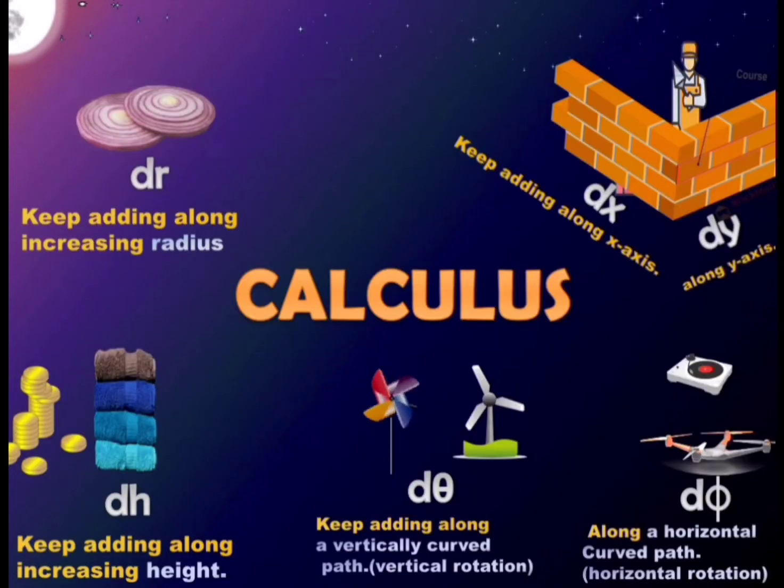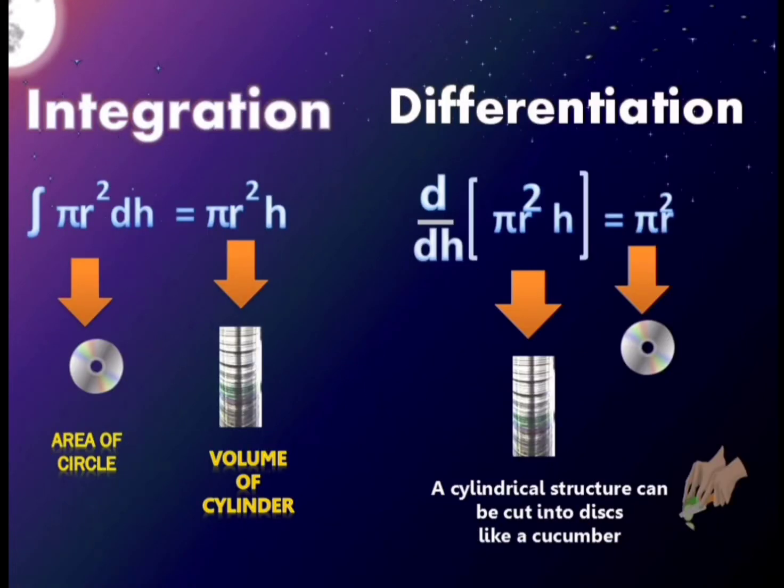What if in integration or calculus, dx and dy mean keep adding along the x and the y axis respectively? dr would mean keep adding along increasing radius, dh along increasing height, d theta along a vertically curved path, and d psi means keep adding along a horizontally curved path. What if integration and differentiation can be seen as evil twins of each other, that is, reverse processes of each other? Integration, a process of addition; differentiation, a process of subtraction or taking away.